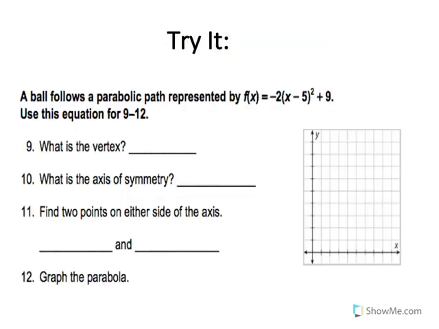Okay, so a ball follows a parabolic path represented by the function f of x equals negative 2 times the quantity x minus 5 squared plus 9. Use this equation for number 9 through 12. For number 9, what is the vertex? Before you do that, let's identify our parameters first. Negative 2, so the graph will open down, and we have a compression.